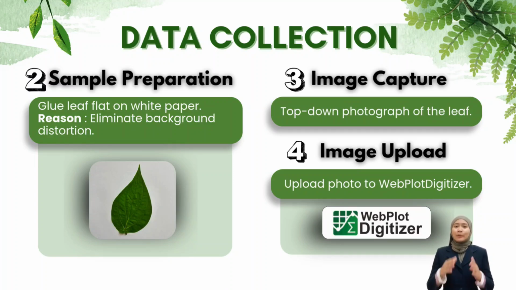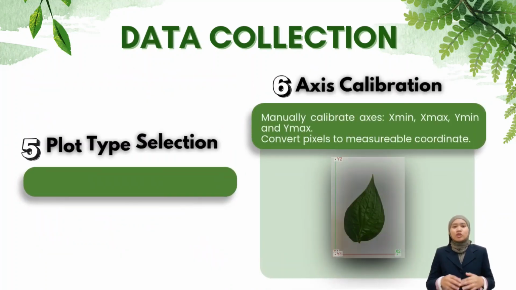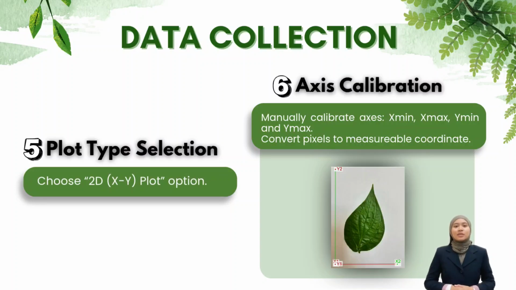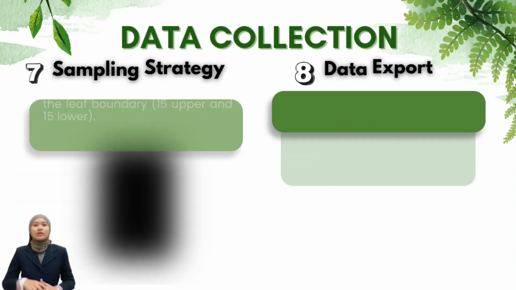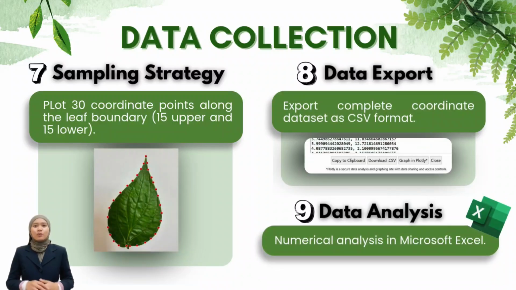The image was then uploaded into WebPlotDigitizer. Using the 2D XY plots option, the axes were calibrated to convert pixel distance into coordinate values as shown in the picture. Coordinate points were plotted along the leaf boundary with 15 points on the upper side and 15 on the lower side. Additional points were placed in curved areas to capture the leaf shape more accurately as shown in the picture.